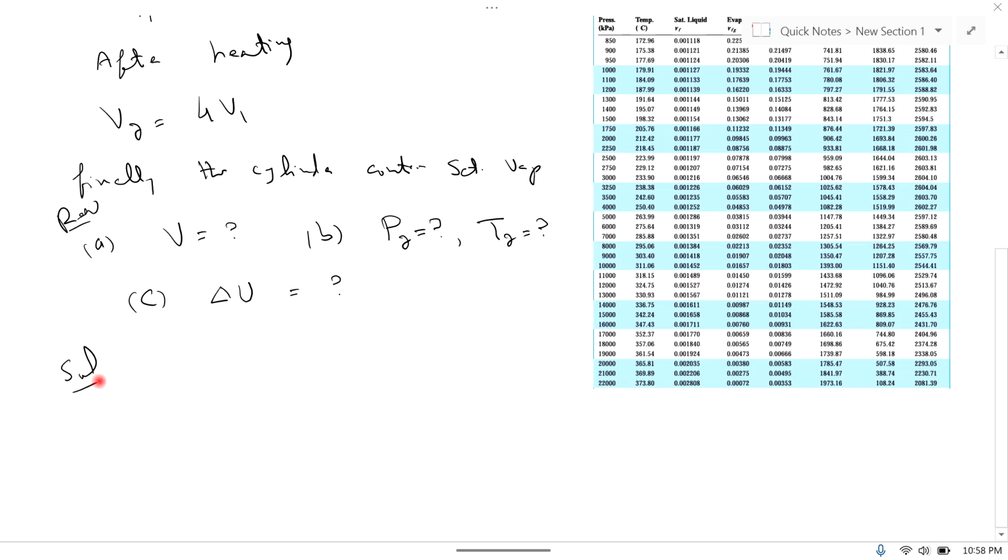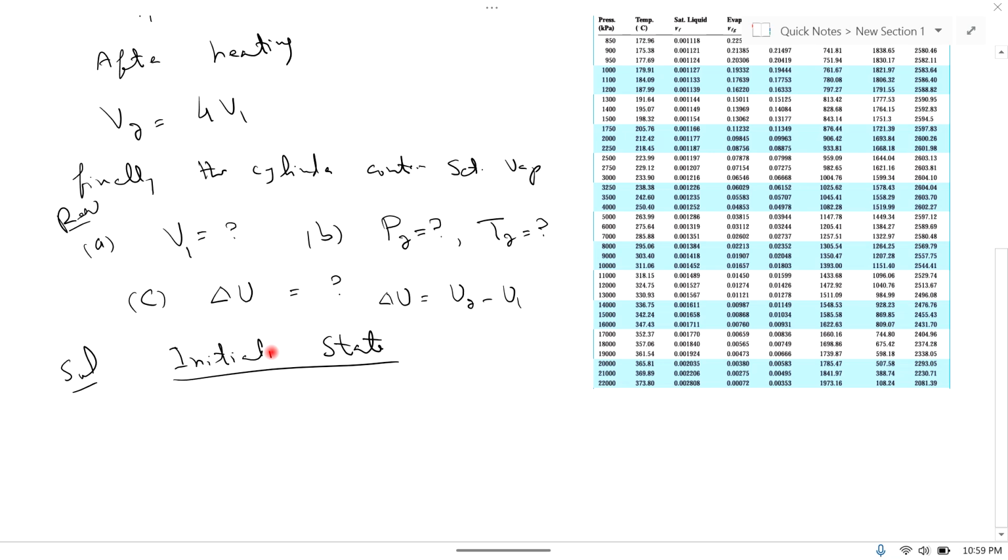So in the solution, we start from state A, the initial state. This is V1, the initial volume, and this is P2, T2. And del U is equal to U2 minus U1. It means that from the initial state we will find V1 and U1, and from the final state we will find P2, T2 and U2.